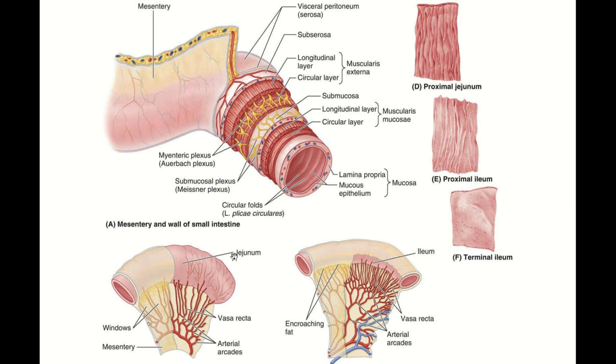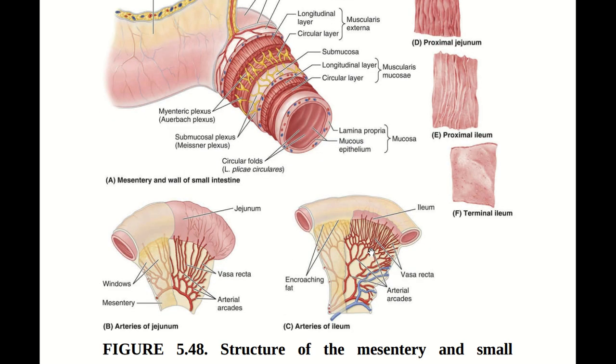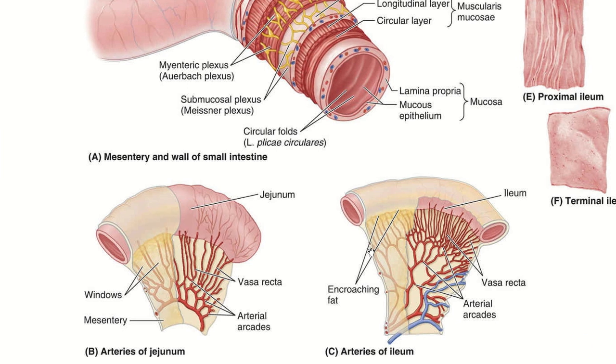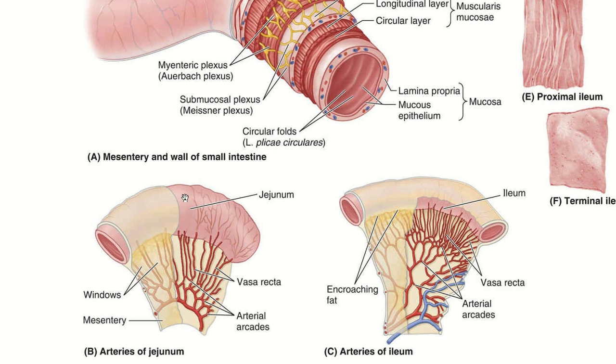Right. So let's take a look at the distinction between the jejunum and the ileum. Let me zoom. Right. The jejunum is thicker and the lumen is of a greater caliber and redder than the ileum. So the jejunum is thicker than the ileum, wider than the ileum.